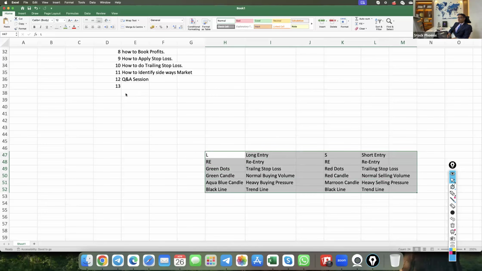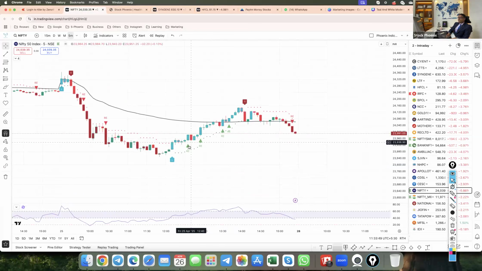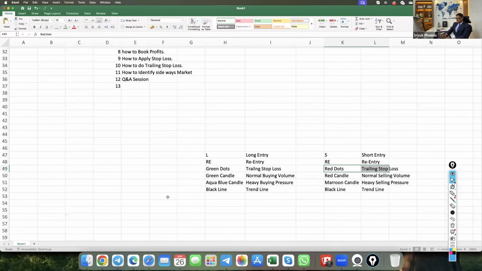Green dots, red dots, both are trailing stop loss. Green dots are for long position, red dots for short position. Green dots for call option, red dots for put option. This RE or green triangle is called re-entry; nothing but re-entry. Green is on the long side. Red triangle is a re-entry on the short side. Clear?